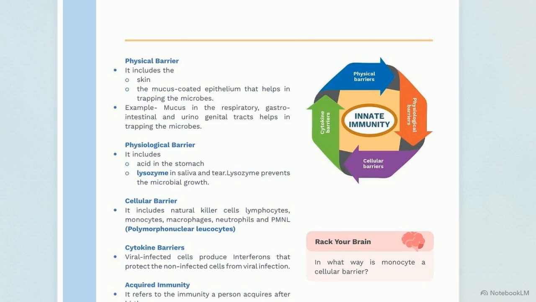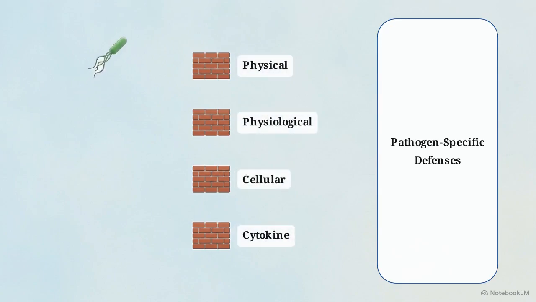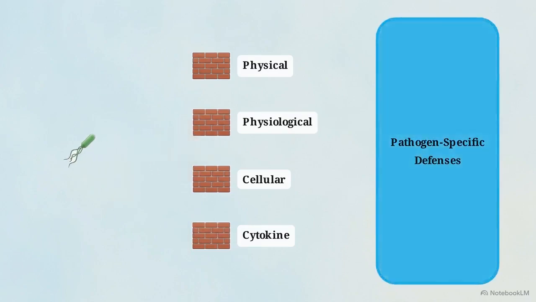Let's test your understanding. Based on these 4 categories, where does the stomach acid that neutralizes contaminated food belong? It is a physiological barrier. By constantly deploying these 4 roadblocks, the innate system limits the spread of infection, buying the body the time it needs to activate its pathogen-specific defenses.